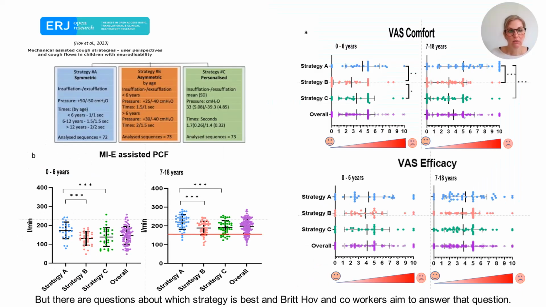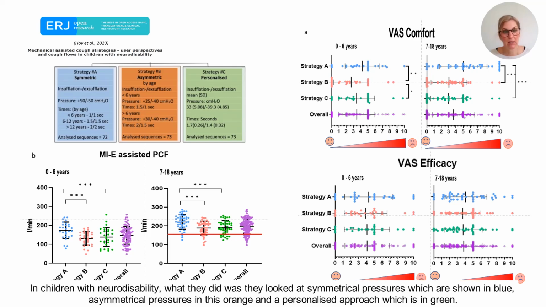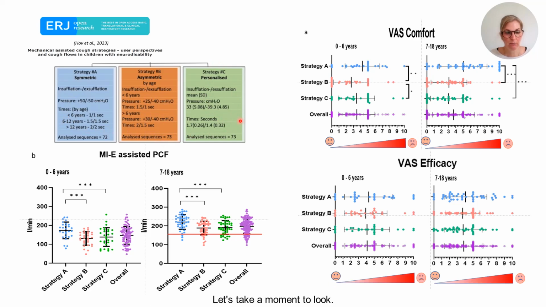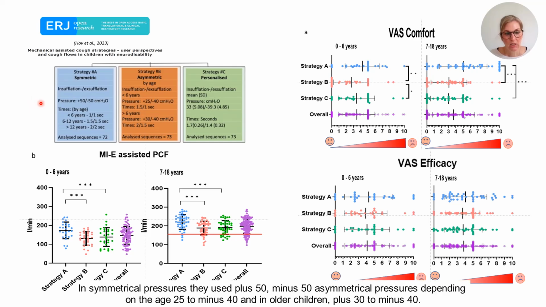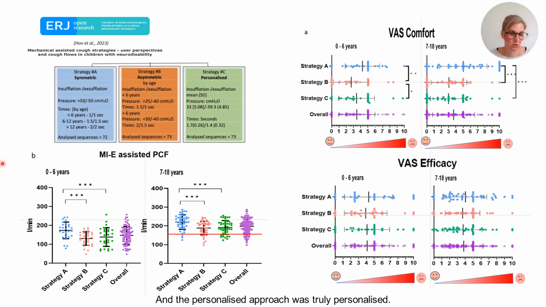But there are questions about which strategy is best, and Britt Hove and co-workers aimed to answer that question in children with neurodisability. What they did was they looked at symmetrical pressures, which are shown in blue, asymmetrical pressures in this orange, and a personalised approach, which is in green. Let's take a moment to look. In symmetrical pressures, they used +50, -50. Asymmetrical pressures, depending on the age, +25 to -40, and in older children, +30 to -40. And the personalised approach was truly personalised.